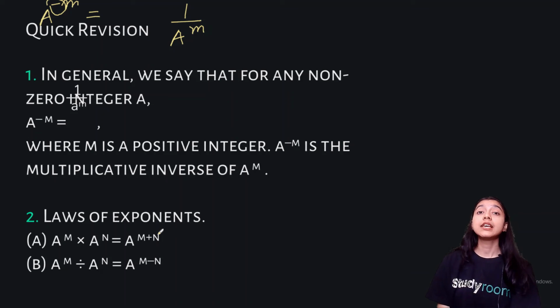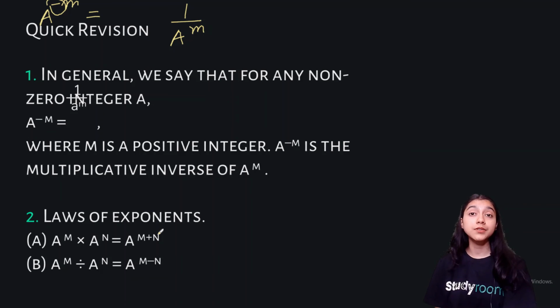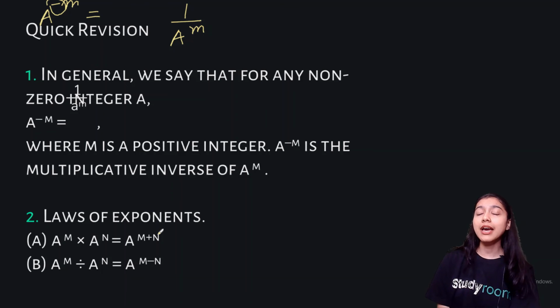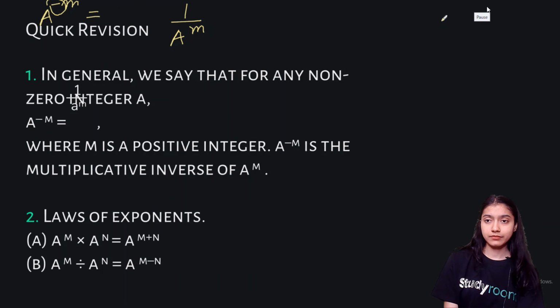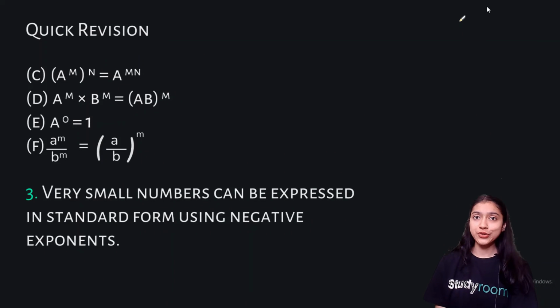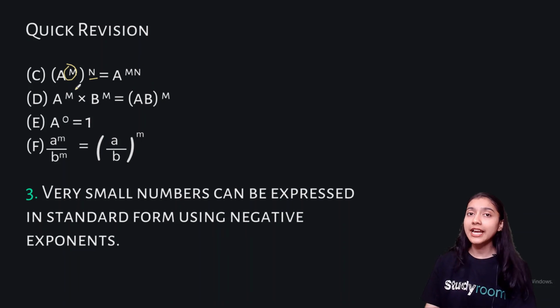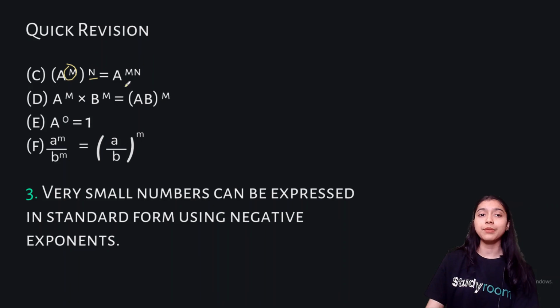The second law was if we have like bases and they are divided. That is, if we have a to the power m and it is divided with a to the power of n, then these powers will get subtracted. That is a to the power of m minus n. The next law of exponent was an interesting one. Powers of power. So, if we have a non-negative integer a and it is raised to the power of m, and then this whole exponent is raised to the power of n, then these two powers m and n get multiplied with each other and will result in a to the power of m times n.